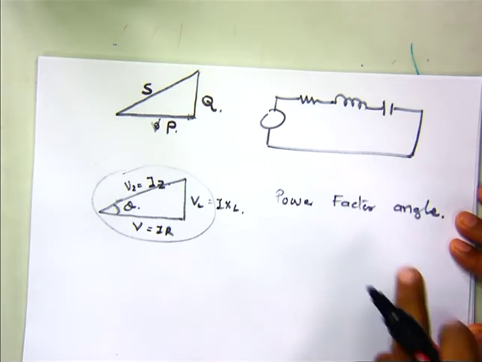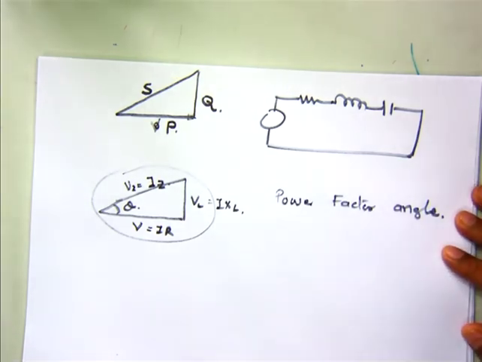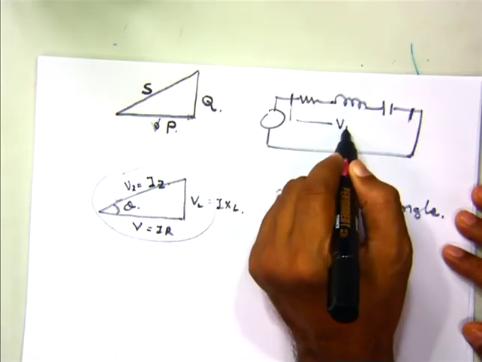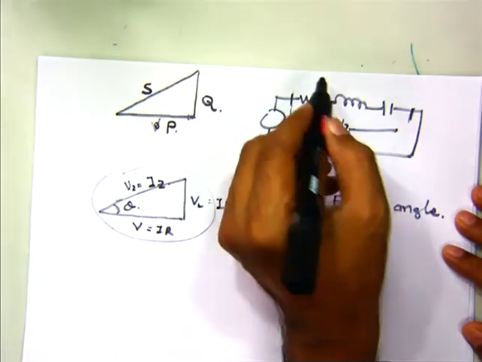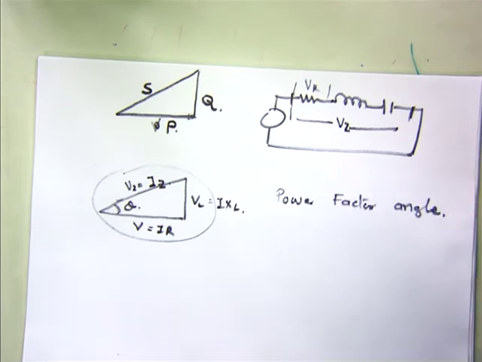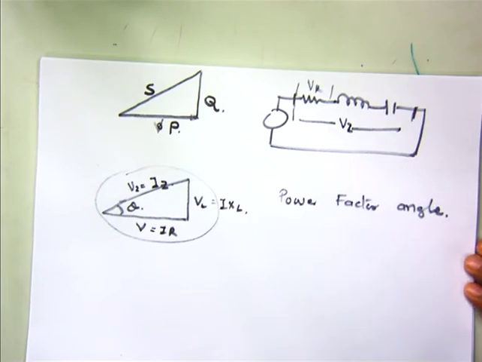Now, if you want to measure the power factor or power factor angle using a voltmeter, it is possible. What you can do is find out the voltage across all the elements. You can find out the voltage across VR, and from the ratio of VR upon VZ you can find out the angle, and from that you can find out the power factor also, or vice versa. From the power factor you can find out the angle also.